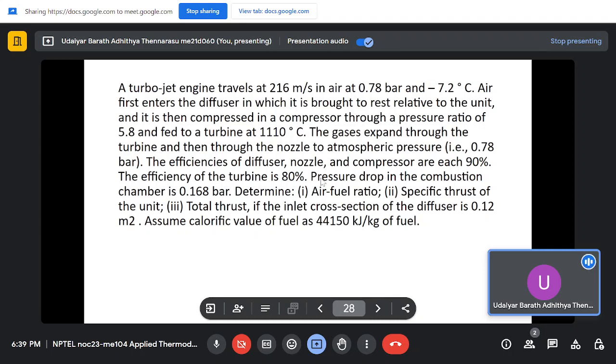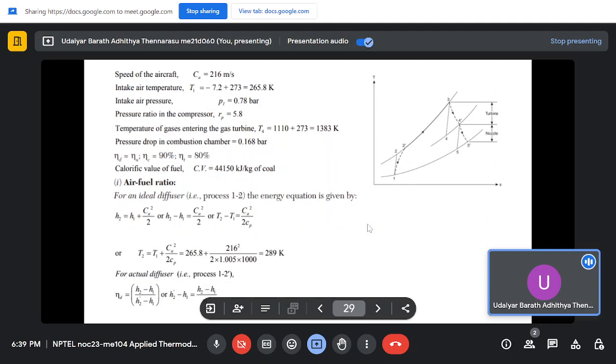So the calorific value is to be assumed as 44150 kilojoule per kg. So let's see how to solve this.